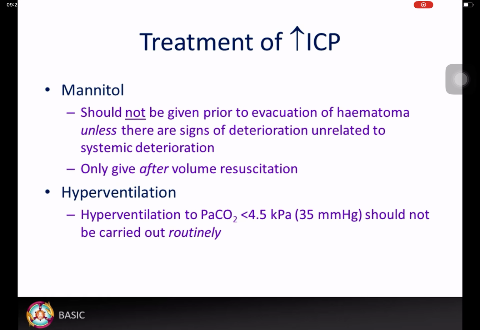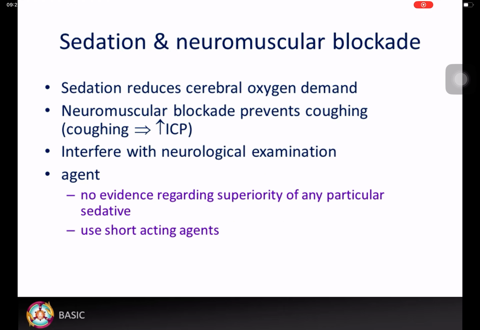Routine hyperventilation to a PaCO2 of less than 4.5 kilopascals should not be carried out routinely, as it is associated with a worse outcome. Sedation and neuromuscular block may be useful in facilitating transport and scanning of a restless patient. They may also be necessary to prevent coughing induced by endotracheal intubation.